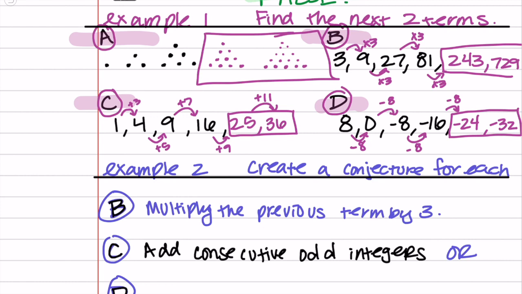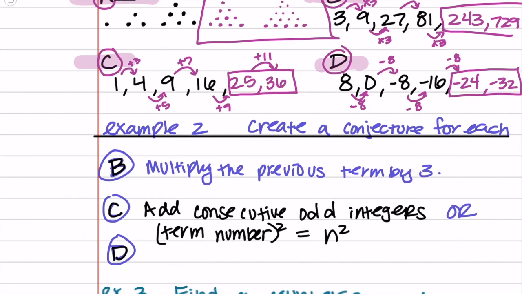And the different one is, and it won't always be the case that you have two conjectures, but it can, that it's a term number squared. So pretty much it's the first term, which is 1 squared. Then it's the second term squared, 2 squared. Then the third term, that's 3 squared, 9. Fourth term, 16, which is 4 squared. Fifth term, 25, and so forth. And then for D, we already talked about this. All we were doing is subtracting 8 from the previous term.